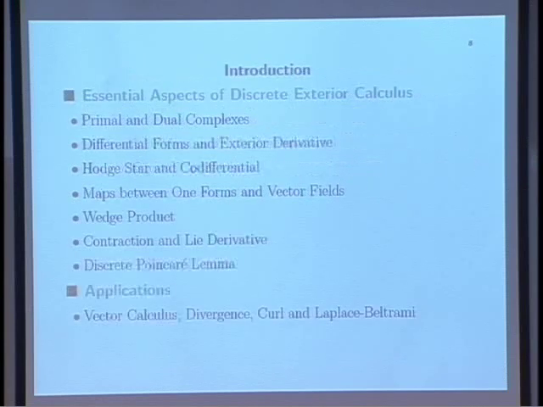All right. Some of the basic pieces which go into developing a discrete exterior calculus are these primal and dual complexes. Then you'd want to introduce differential forms and the exterior derivative, but in a discrete setting, you want things like a Hodge star and codifferential, maps between one forms and vector fields, and so on. And the applications are to vector calculus, div, grad, and curl, and the Laplace-Beltrami operator.